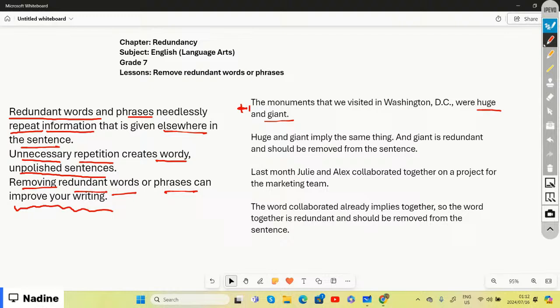So we see that we basically repeated. Remember, we said redundant words and phrases needlessly repeat information that is given elsewhere within the sentence. And we made an example of huge and giant, which are basically similar. Because if you were to ask for the antonym of small, we would say big, or would we say huge, or would we say giant?